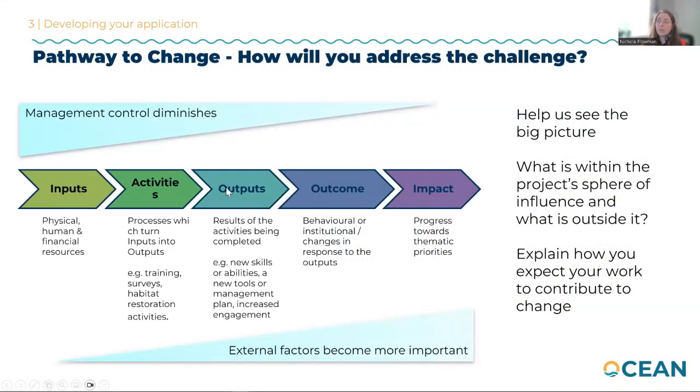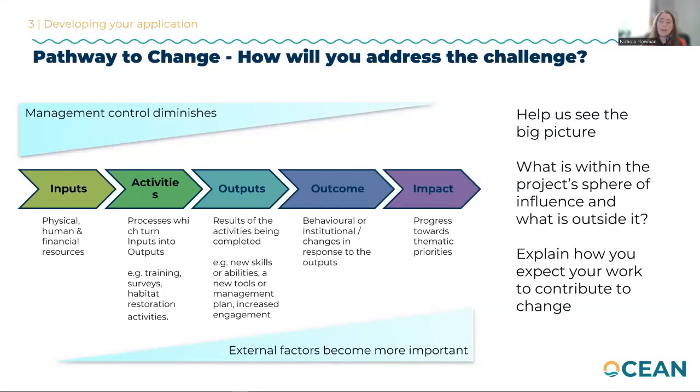Coming on to the how of your project, the pathway to change section really needs to have that general overview of the how, what, and why of your project, as I said, but it's also about showing us the big picture. We want to understand how the inputs that you put in, for example, the funding, your human and financial resources, and the activities that you lead, are the processes which turn your inputs into outputs, like training and surveys or habitat restoration activities. We want to understand that flow from inputs all the way up to impact.